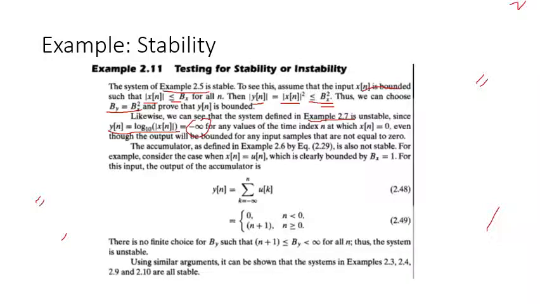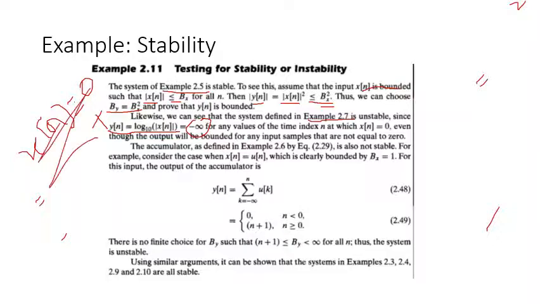If we provide x of n equal to 0, it will give you, for any value of the time index n, an output that is bounded only for input samples that are not equal to 0. So x of n is equal to 0. This is a bounded input. 0 is bounded, but the output will be infinity. So this system is not stable. You got my point? If x of n is equal to 0, 0 is a bounded value, but the output will not be bounded.